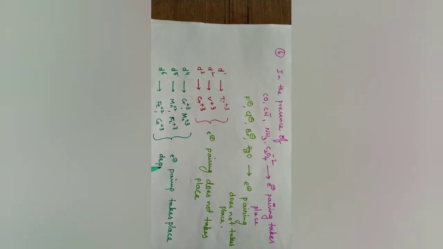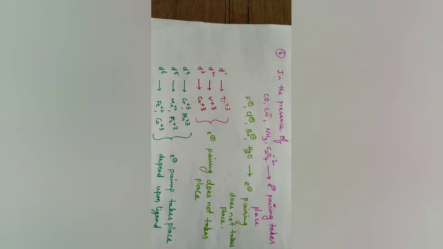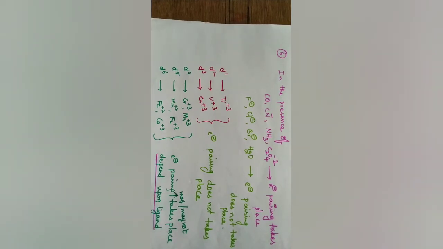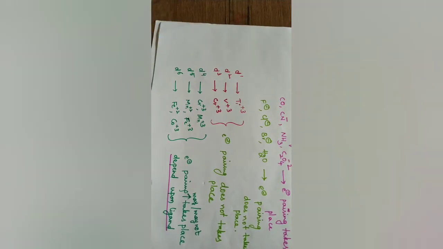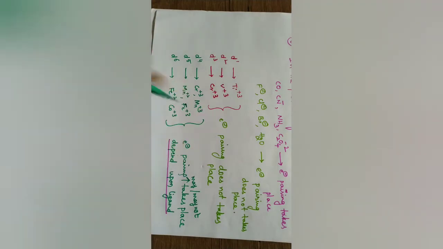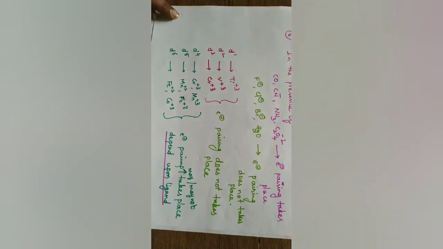Electron pairing may or may not take place. What does that depend upon? That depends upon the ligand strength. In d1, d2, d3 configurations, electron pairing never takes place, but in the case of d4, d5, d6, electron pairing takes place depending upon the ligand.